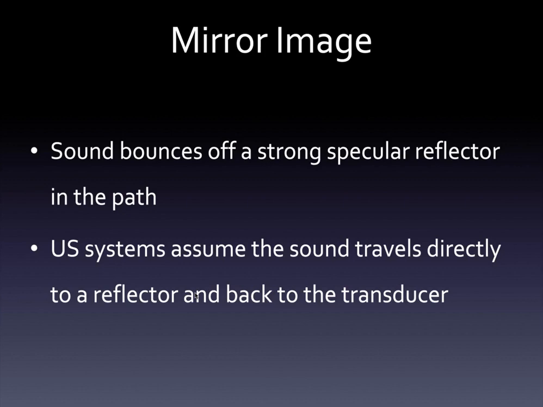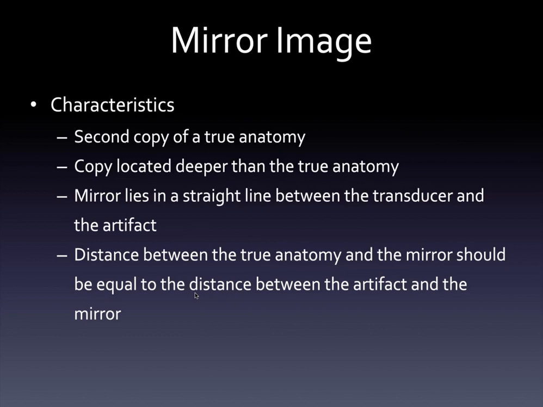As far as the mirror image is concerned, the sound bounces off a strong reflector, called a specular reflector, in the path, and the ultrasound system assumes the sound travels directly to a reflector and back to the transducer. The characteristic is that it ends up having a second copy of the true anatomy. The copy is located deeper than the true anatomy, and the mirror lies in a straight line between the transducer and the artifact. The distance between the true anatomy and the mirror should be equal to the distance between the artifact and the mirror.